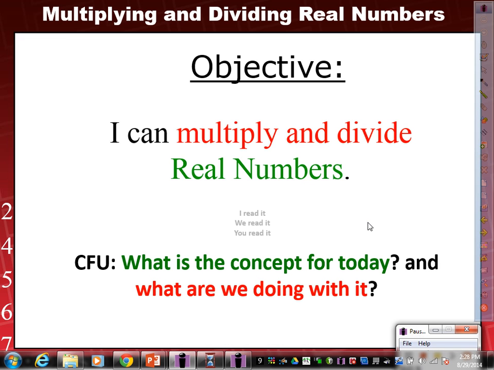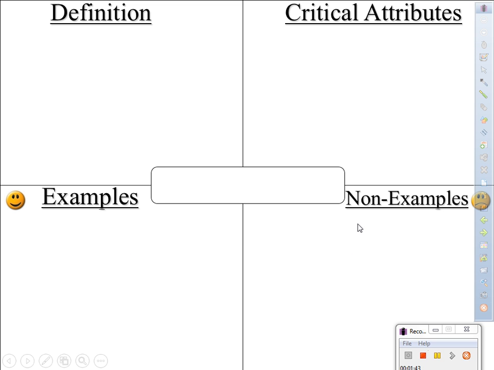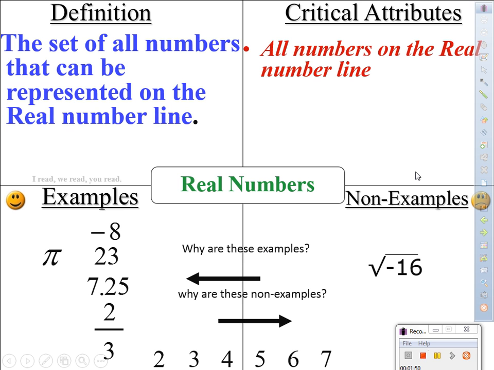Okay, let's see how close you came to the definition. We said that our term today, our main concept, is real numbers, and it should look something like this. The set of all numbers that can be represented on the real number line. Hands up if you got that by yourself. Okay, not bad, or something similar. So fill in the rest.